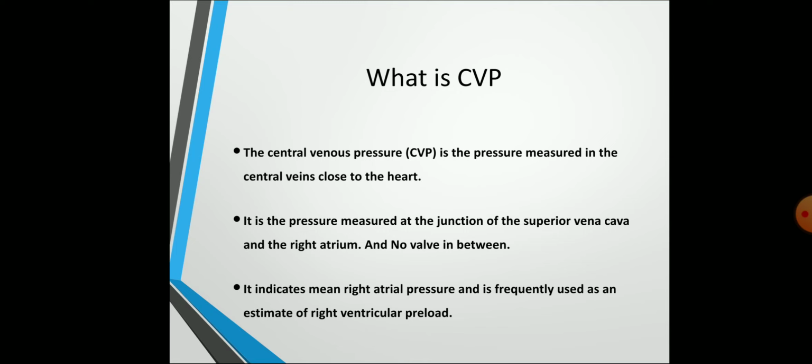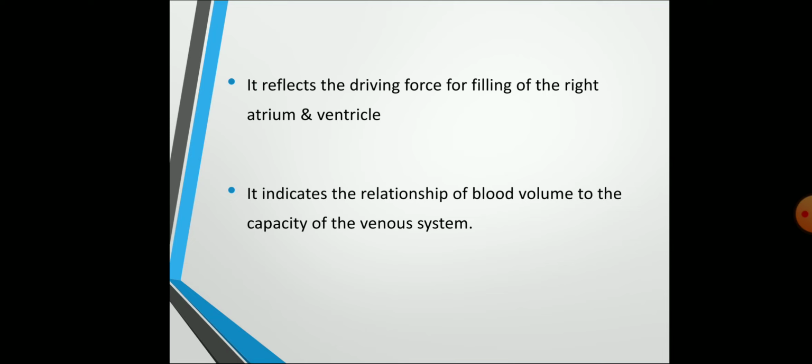And you know that the blood pressure depends on the preload, the afterload, and the contractility. So to have an estimate of the patient's fluid status, by putting a central venous catheter you can have quite a good idea of how much the preload is. So it reflects the driving force for filling up the right atrium and ventricle, and it indicates a relationship of blood volume to the capacity of the venous system.